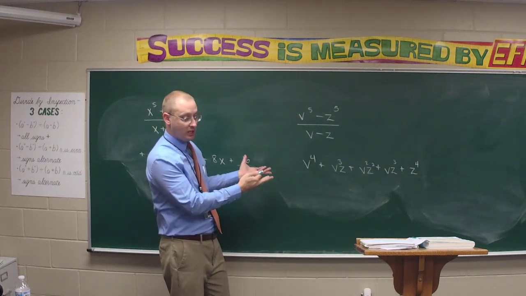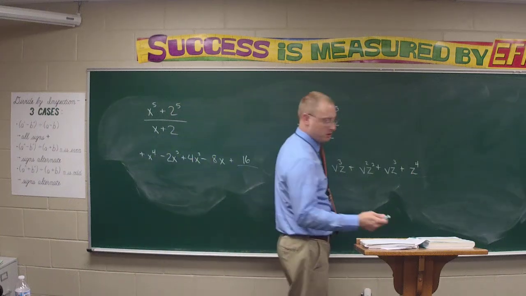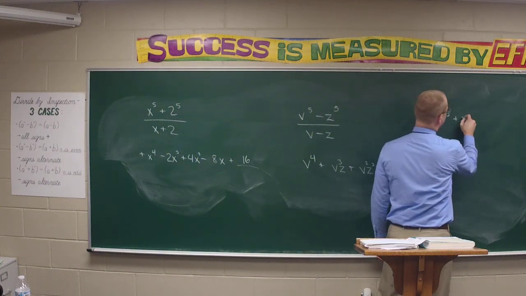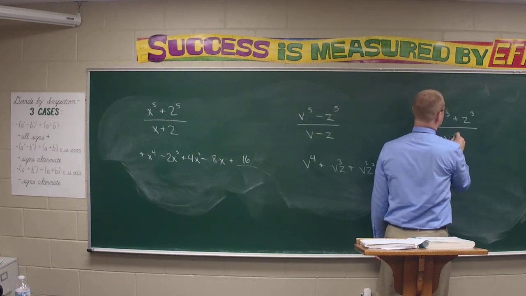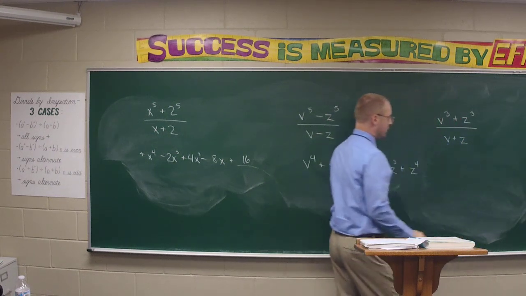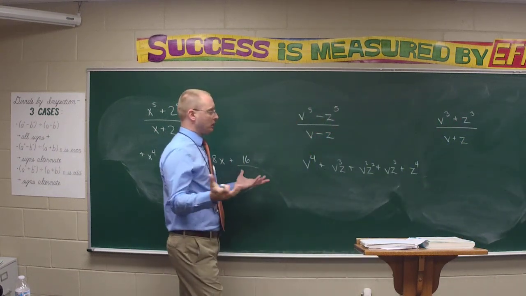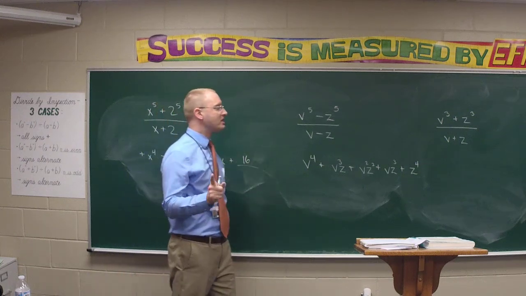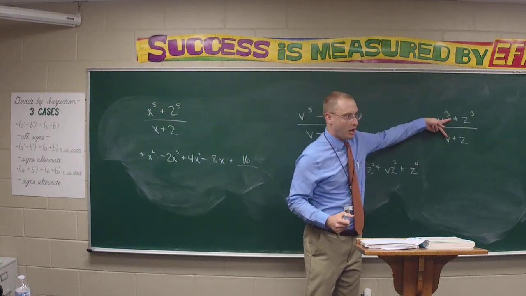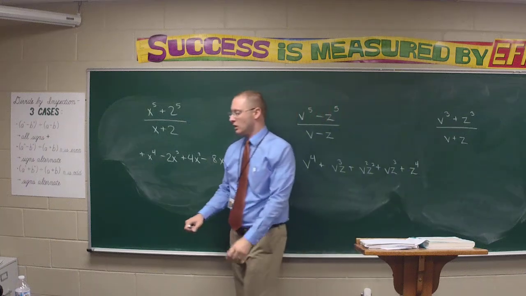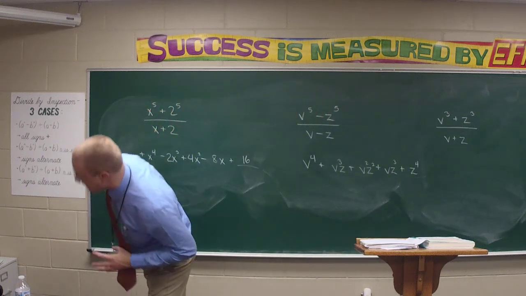Happens to work out really nicely and easily. Write this one down. V cubed plus Z cubed over V plus Z. You realize this is virtually the same problem, except this time we have two sums, not two differences. Make sure I'm still on camera, just barely.